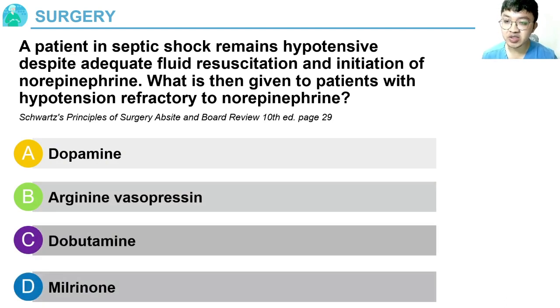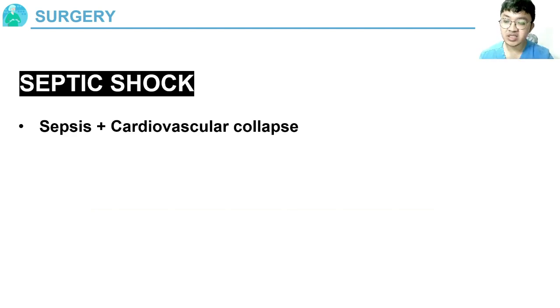Next, a patient in septic shock remains hypotensive despite adequate fluid resuscitation and initiation of norepinephrine. What is then given to patients with hypotension refractory to norepinephrine? If you give your first-line vasopressor in patients with septic shock, according to the Surviving Sepsis Campaign guidelines, what you give next is arginine vasopressin, otherwise known as ADH or antidiuretic hormone, which is a pretty potent vasoconstrictor. So what is septic shock? Septic shock is sepsis plus cardiovascular collapse. Again, sepsis plus cardiovascular collapse.